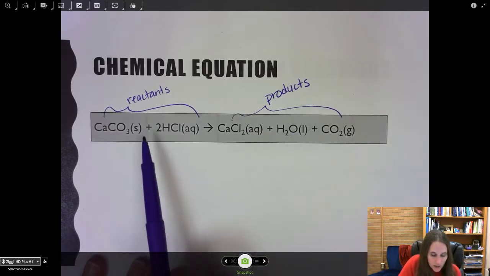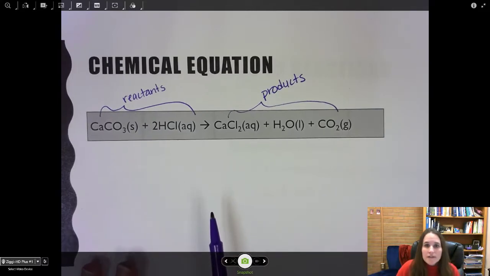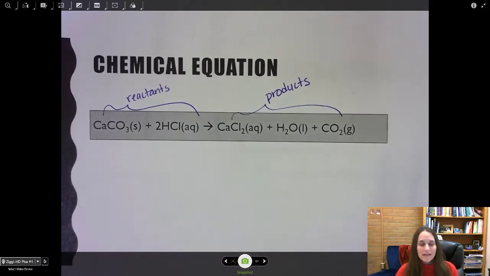You'll notice that we always use pluses. If something's lost, we don't show it with minuses. That's just not how we tell the story.